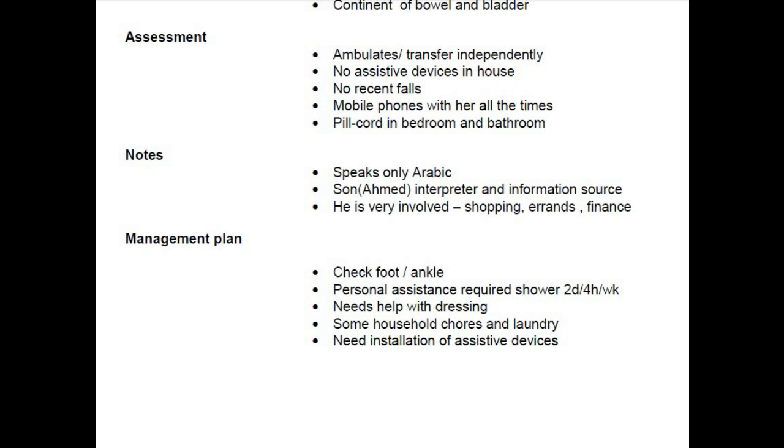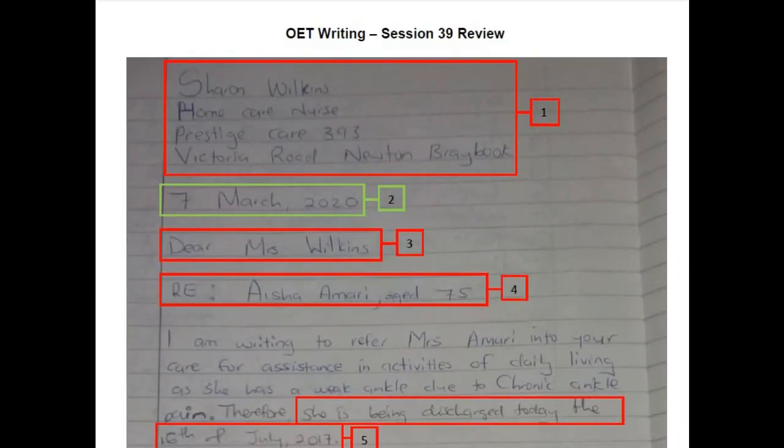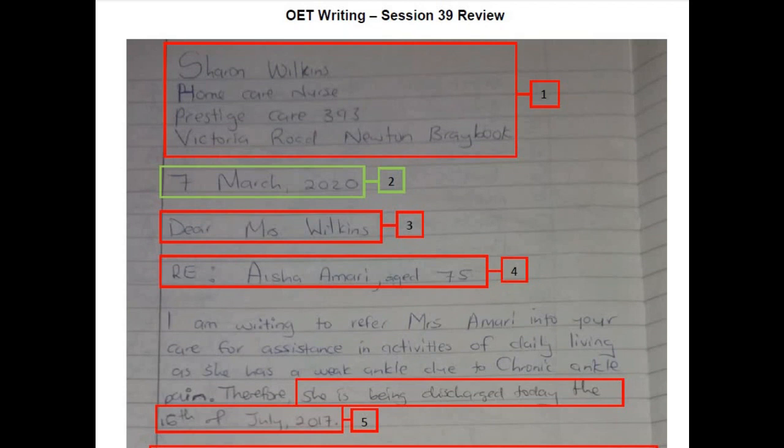Now let us see how we can write a letter with the help of a sample letter written by a candidate from Zimbabwe. The address written is wrong. The candidate has not used the title in front of the name Sharon Wilkins, so it should be Miss Sharon Wilkins. The date written is correct, but it would be much more impressive if we could write the date in two-digit format, that is 07 March, 2020. The salutation written is correct, but the candidate has missed a comma after the name.